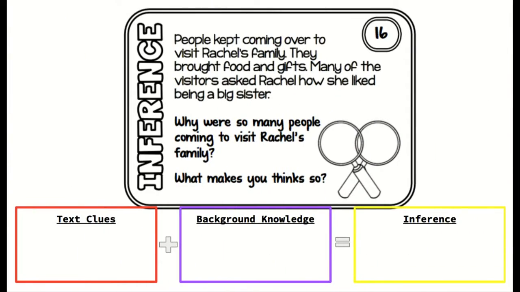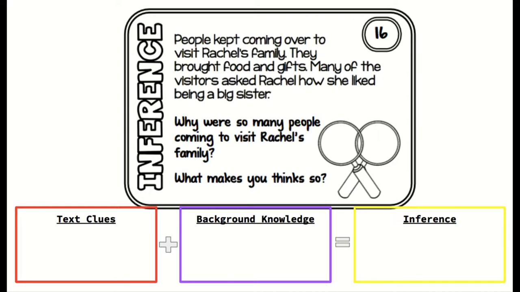My next example. People kept coming over to visit Rachel's family. They brought food and gifts. Many of the visitors asked Rachel how she liked being a big sister. And our question is, why were so many people coming to visit Rachel's family? Now, again, it doesn't say in the text why they were coming to visit. They want us to make an inference.